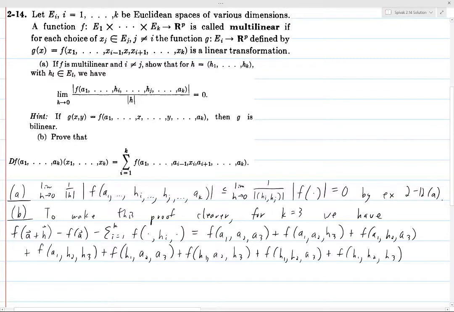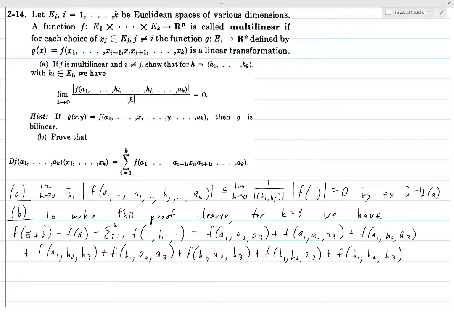Okay, so basically when we've expanded this, this is k equals 3, so we have 3 coordinates, and we have 8 terms here. And if you think about how we arrived at this, it makes sense that 2 to the k is the number of terms we have. If you have f of a plus h, and a and h are k-dimensional vectors, then in order to split it up linearly, you end up splitting it up into 2 to the k terms.